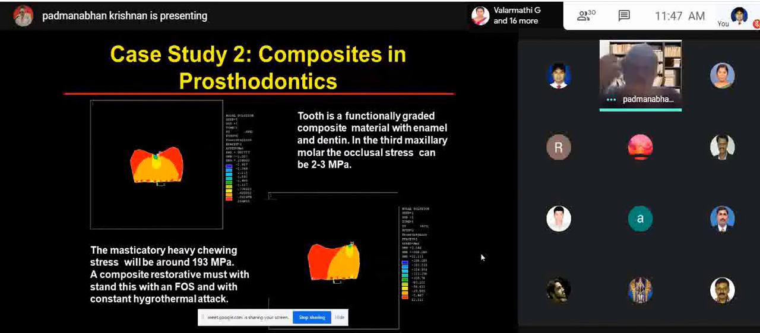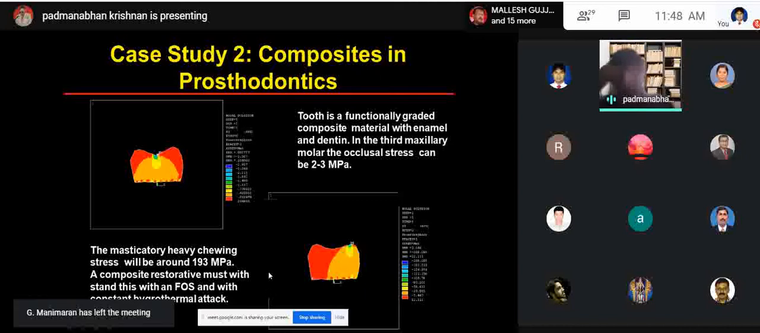So the case study 2, we have also done stresses and other types of stresses in the maxillary molars of the teeth. The maximum heavy chewing stress will be around 193 MPa in teeth. If you're chewing chicken bone, if you have good teeth, the stresses that are developed would be higher than what pure copper or aluminum is capable of when you calculate sigma y or the yield stress.